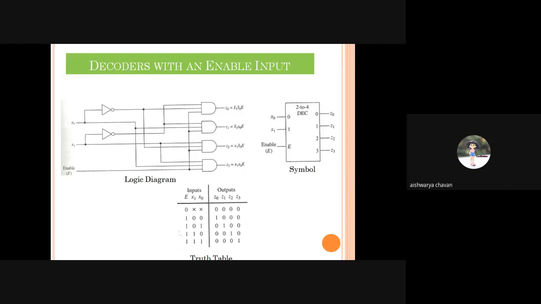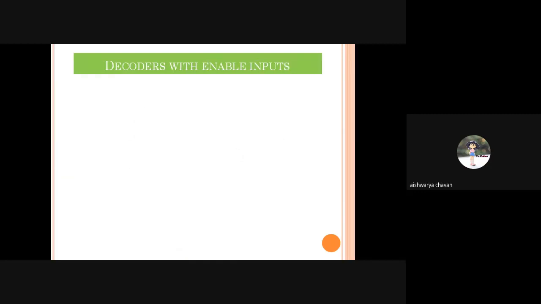Now observe here that when the enable input is 1 and the inputs are 0, 0, at the output you will get Z0. When the input is 1, 0, you will get Z2. When the input is 1, 1, you will get Z3. So this is the truth table for the decoder with an enable input.